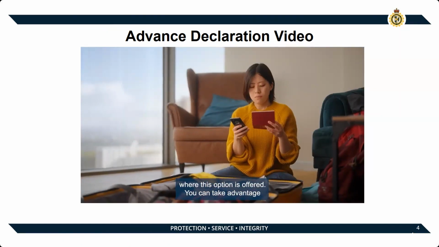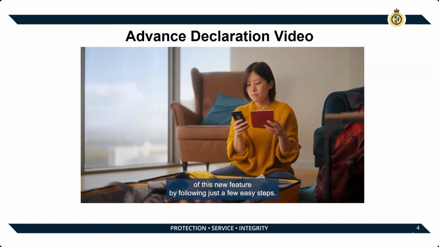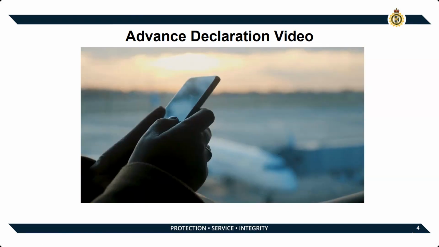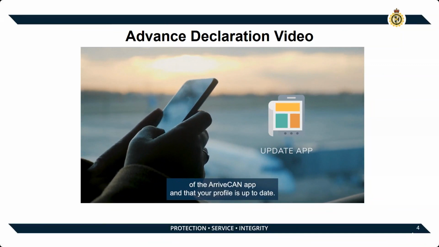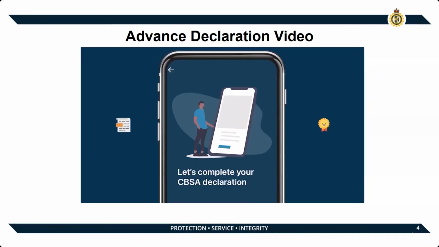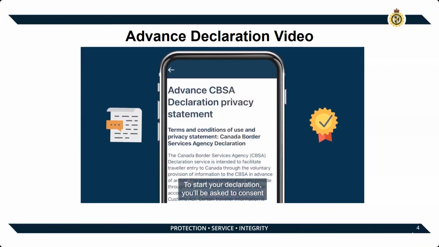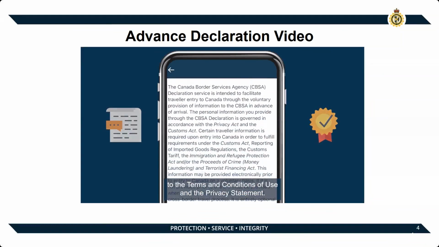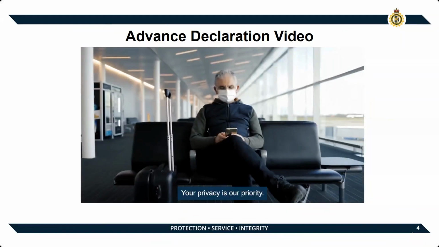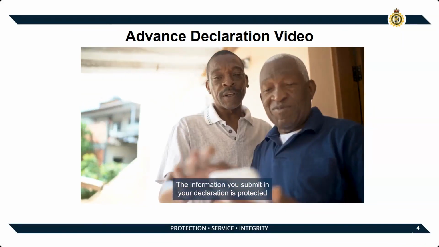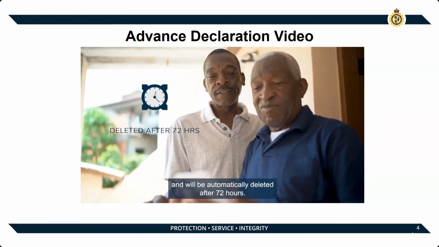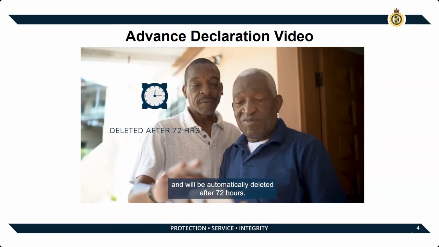You can take advantage of this new feature by following just a few easy steps. But before you start, make sure you're using the latest version of the ArriveCan app and that your profile is up to date. To start your declaration, you'll be asked to consent to the terms and conditions of use and the privacy statement. Your privacy is our priority. The information you submit in your declaration is protected and will be automatically deleted after 72 hours.